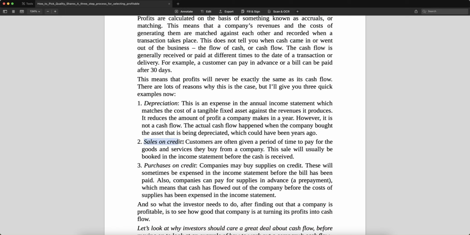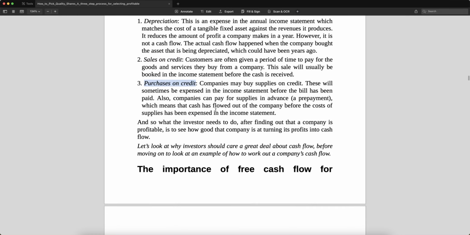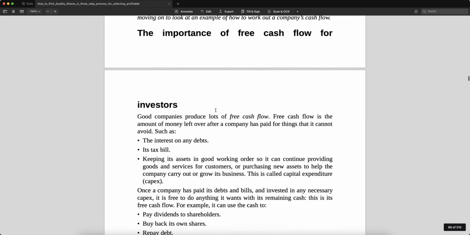Sales on credit, where you have not got the money. Sales on credit is the way you get the accrual accounting sales and profits, but you don't get the cash because the sales are on credit. So that is why there will be a mismatch in the cash flows. Purchases on credit: you have taken some inventory, you have not paid for it, so cash will not go out. In this case, cash flow will be more than the profit, right? So these are some of the ways why cash flows will be different.